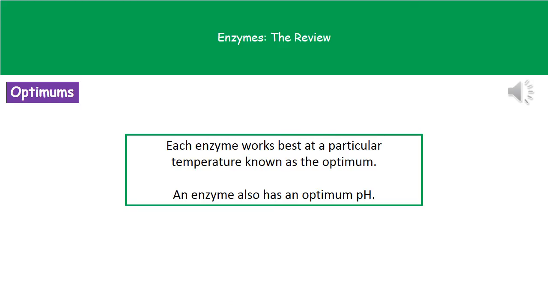Enzymes have what's called optimums. So what we actually find then is when we're looking at temperature and pH, each enzyme has a particular temperature and a particular pH that suits it perfectly. And at that point, it's going to be working at its fastest rate. And that's what's called its optimum.